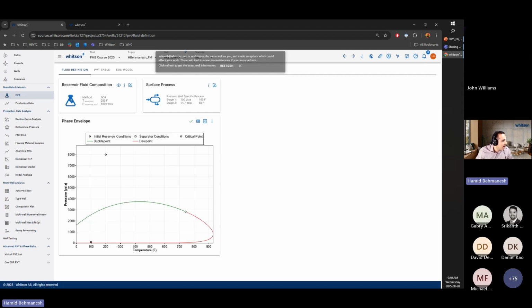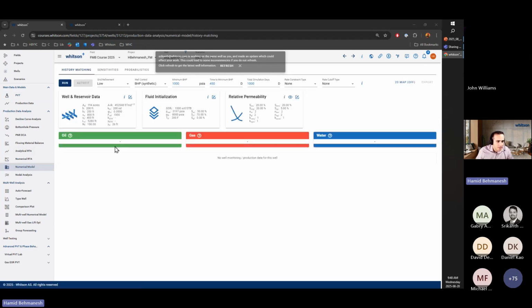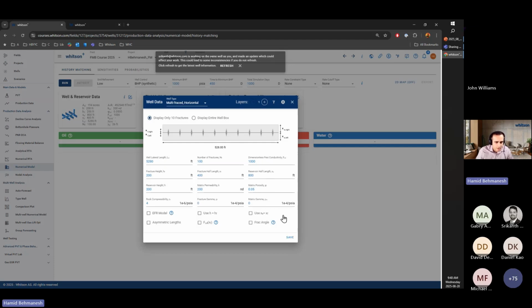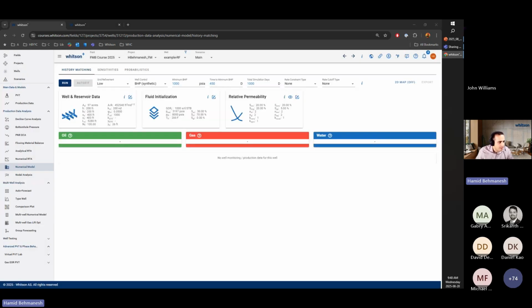And then on the numerical model, this is the information in the numerical model. The only thing I want you to do is set XE equal to XF, so we don't leave any undrained region beyond the fracture tip. Close up, save, and once you do so, go ahead and run your model.